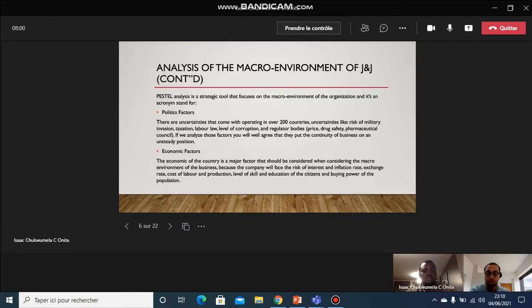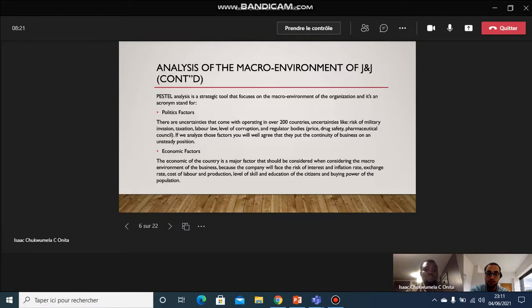Now, for politics, we can see that there are so many uncertainties when it comes to politics in all those different countries that J and J operate in. About 200 countries they operate in, which has a chance of affecting their business. The continuity of their business is being threatened because of the different countries they go into.